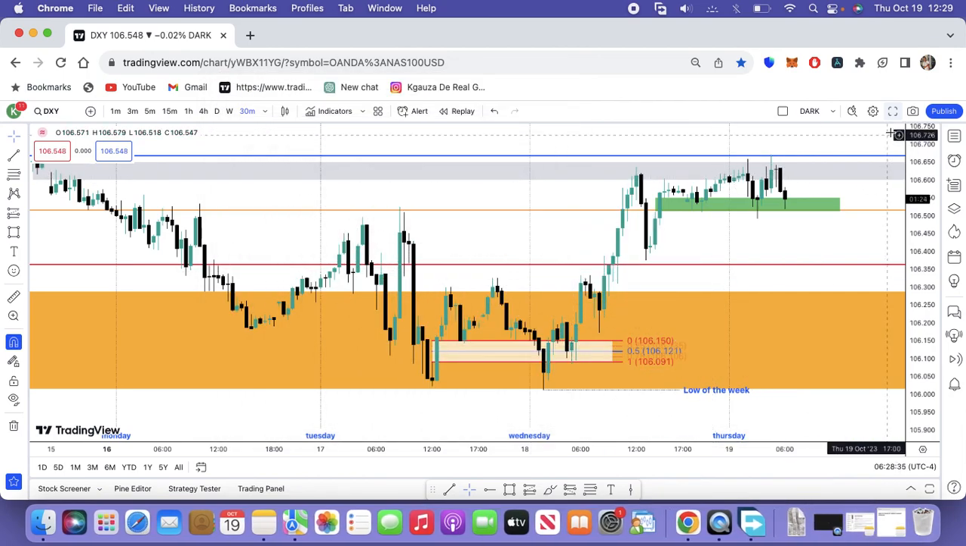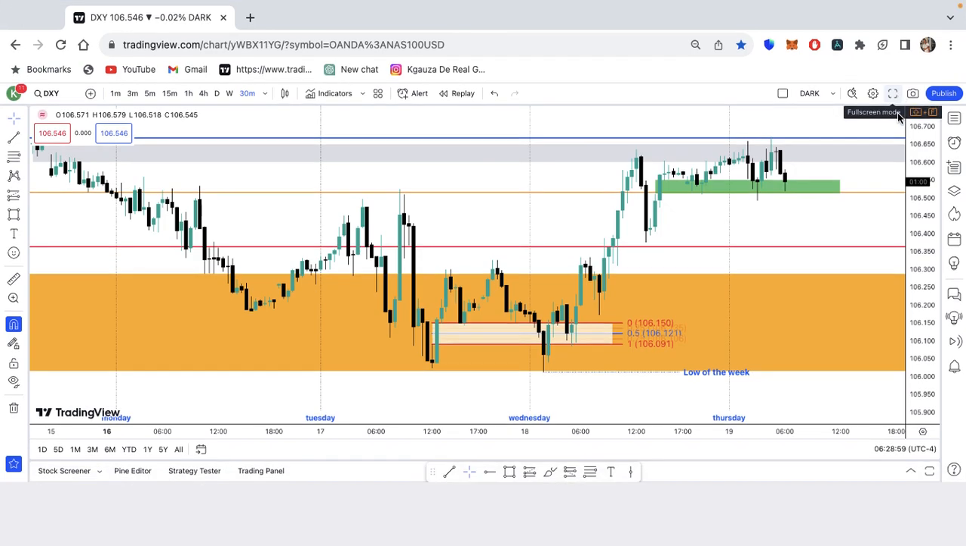So I'm going to show you this concept through the scope of DXY. DXY is not a tradable instrument, but we use it to get an idea of what's happening in the market. Whatever you see on DXY should be the exact opposite on Euro USD. So whatever we see here should be the opposite of Euro USD.